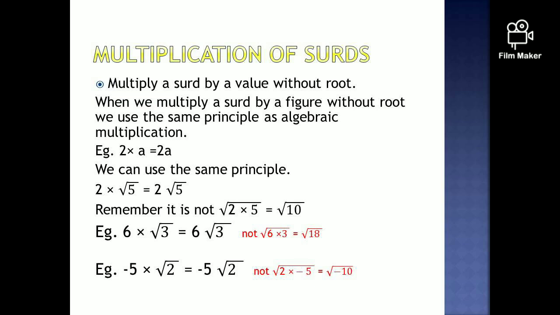Some students misunderstand this calculation. When you multiply 2 by root 5, they write it as root 2 into 5, root 10. Remember that you cannot multiply a surd figure into a figure without any root. For example, if you multiply 6 by root 3, your answer is 6 root 3. It is not root 6 into 3, root 18. If you multiply root 2 by minus 5, your answer is minus 5 root 2. It's not root 2 into minus 5, root 10.